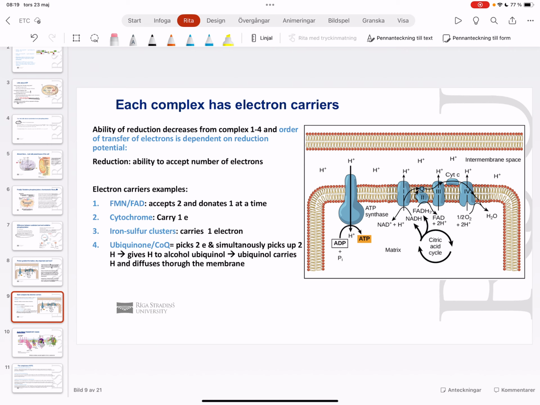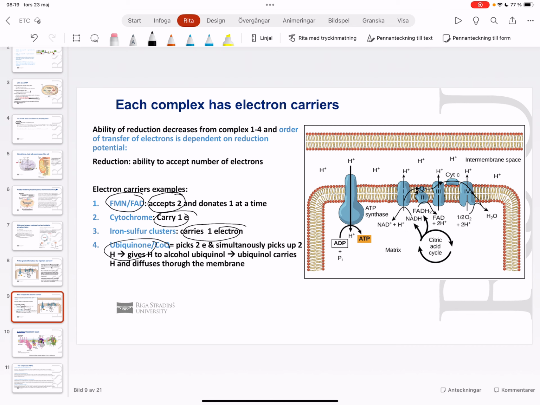So you will have FMN, FAD, for example. That is an example of an electron carrier, and it will accept 2. But the rest, so we have cytochrome that will only carry one, iron sulfur clusters that will only carry one, and ubiquinone which will carry two, and we will talk about ubiquinone.